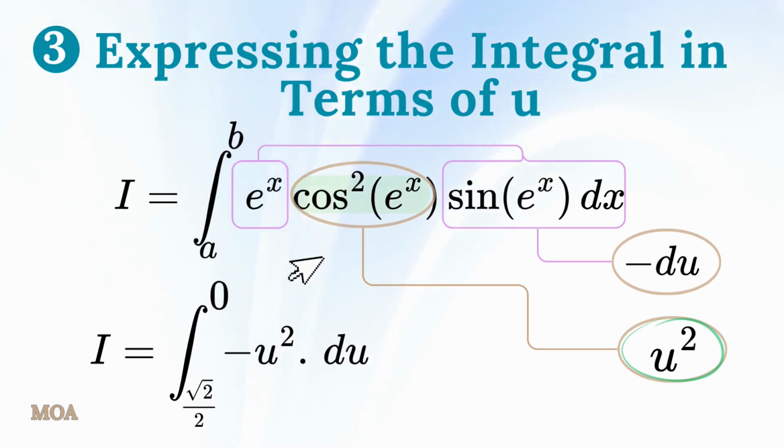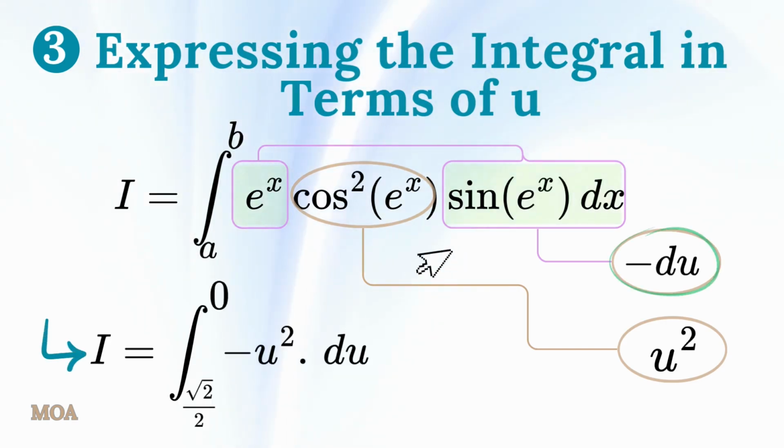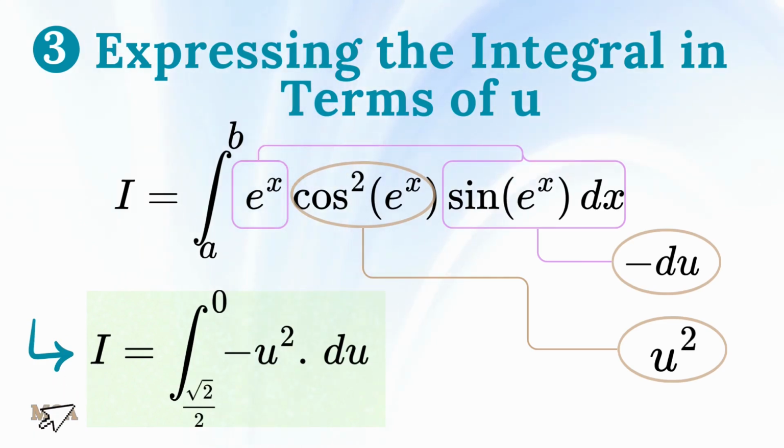Next, because u equals the cosine of e to the power of x, this implies that the cosine squared of e to the power of x equals u squared. Furthermore, note that e to the power of x multiplied by the sine of e to the power of x with respect to x equals negative du. This allows us to express the integral equivalently in terms of u. That is to say, I equals the integral from the square root of 2 over 2 to 0 of negative u squared with respect to u.